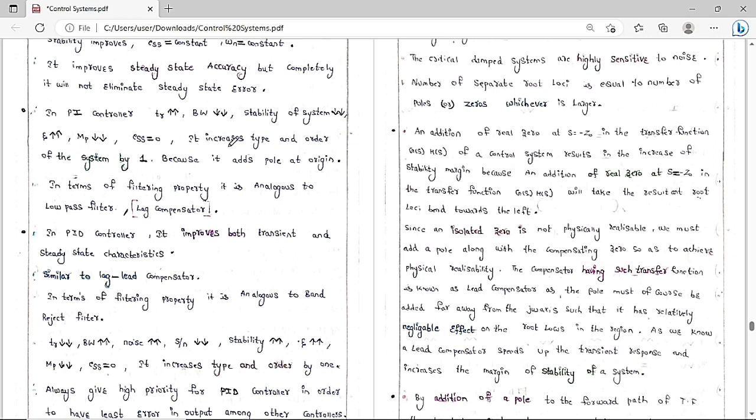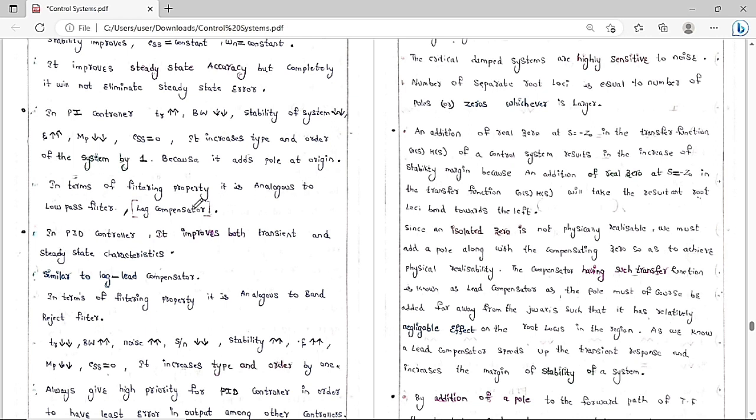It is going to increase the type as well as the order of the system by 1, because 1 by s means it is going to add one pole at the origin. So the integral is 1 by s, and because of this it is going to increase the type of the system as well as the order of the system by 1, because it adds a pole at the origin.